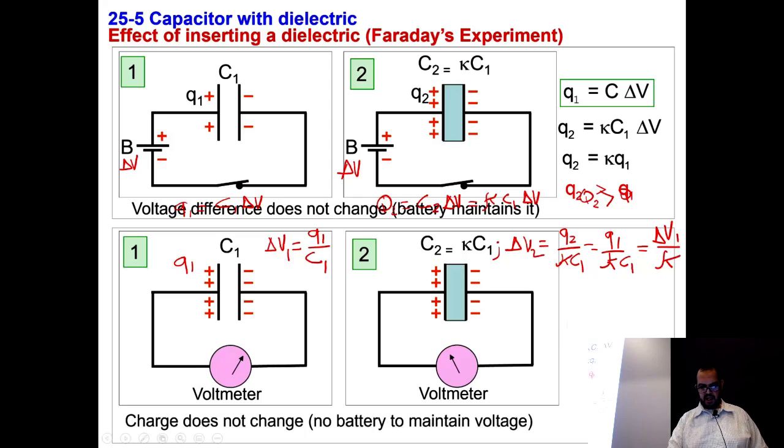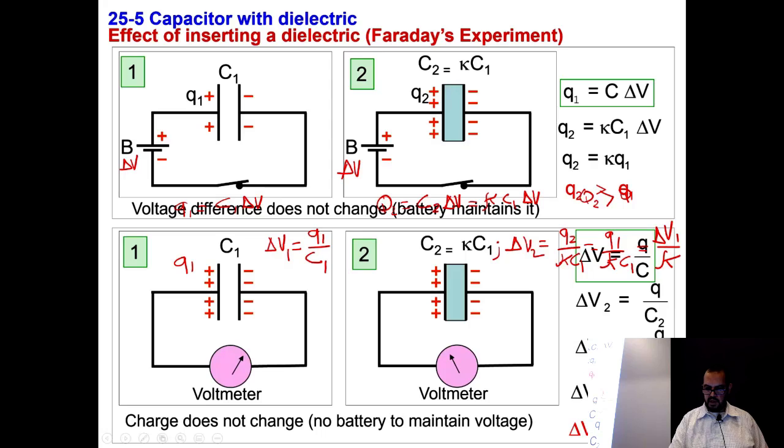So this was a very interesting observation that Faraday made, and again delta V2 is just less than delta V1 in this case. So always remember, when you make any changes to the capacitor, like here you are introducing a dielectric material between the plates of the capacitor, you have to ask yourself, is the battery connected or not? If the battery is connected, that means the voltage is going to be the same, and the charge can change. If you disconnect the battery and you introduce a dielectric, the charge is going to be conserved, but the voltage is not going to be the same. It will change. All right?